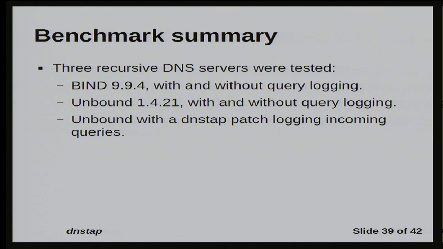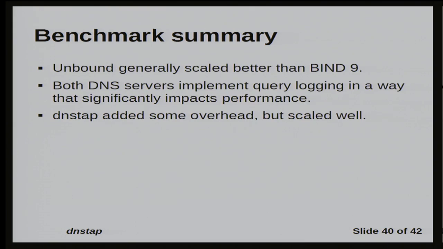So here's our summary. We tested 3 different recursive servers: original bind, original unbound, and unbound with this patch set that we've developed that implements dnstap support. Unbound generally scaled better than bind 9 in this particular benchmark on this particular hardware, but both servers implemented query logging in a way that significantly impacts the performance. And dnstap added some CPU overhead, but it tended to scale pretty well.